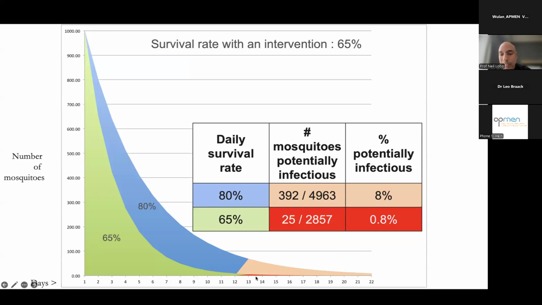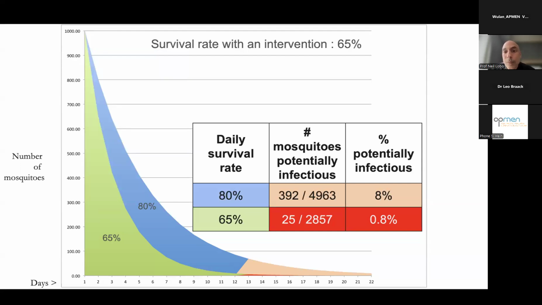It's not 15% less, it's drastically less. And you can see how by reducing the survival rate just a little bit, by 15%, you've had a huge impact on the proportion of potentially infectious mosquitoes. It's gone from 8% to 0.8%. And now you can see how just a vector intervention that decreases the survival of mosquitoes can have a gigantic impact on malaria.